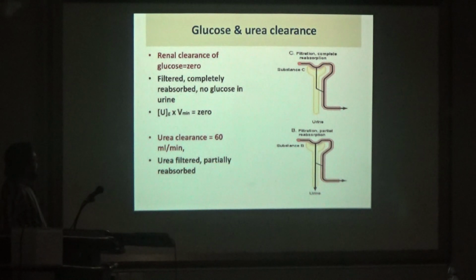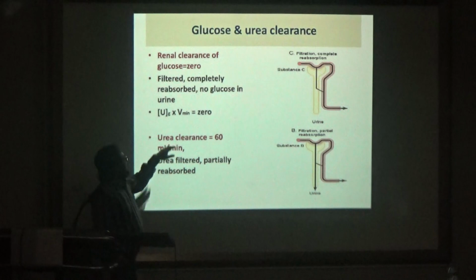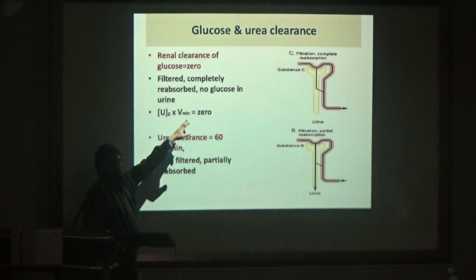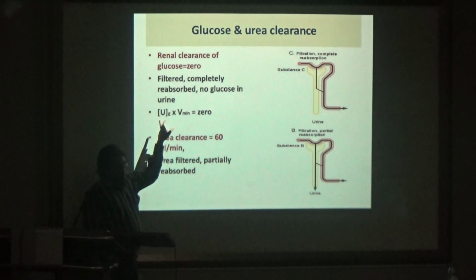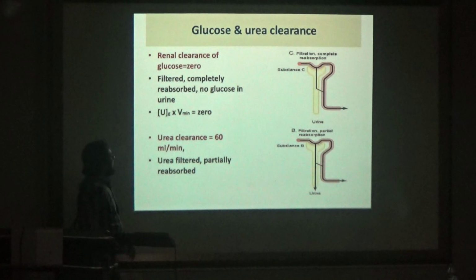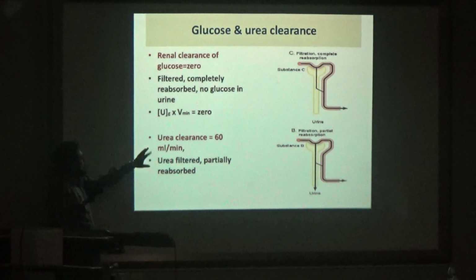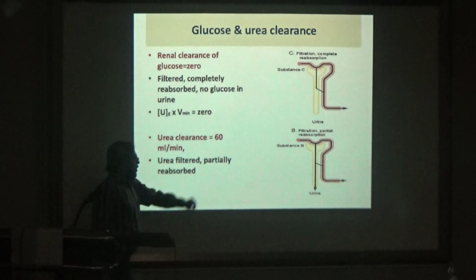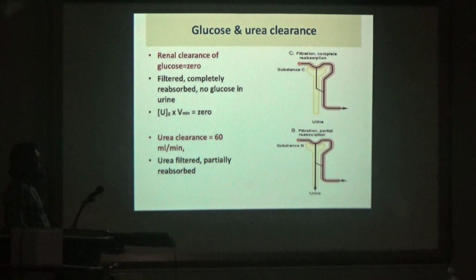Glucose and urea. Renal clearance for glucose is 0. Why? Because urine glucose is 0, so the clearance is 0. Urea clearance comes out to be around 60 ml per minute because urea is filtered and partly reabsorbed.